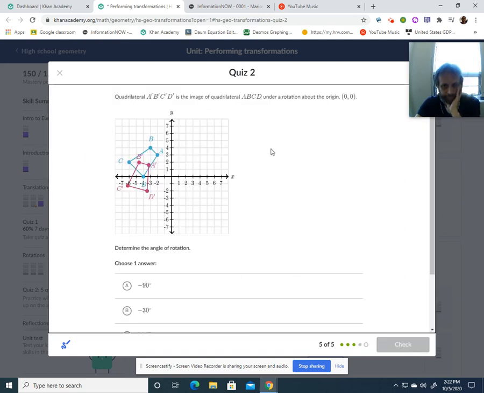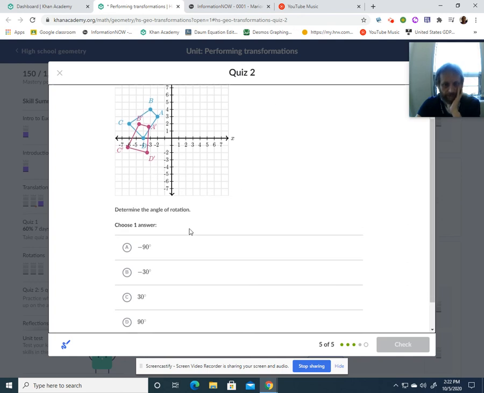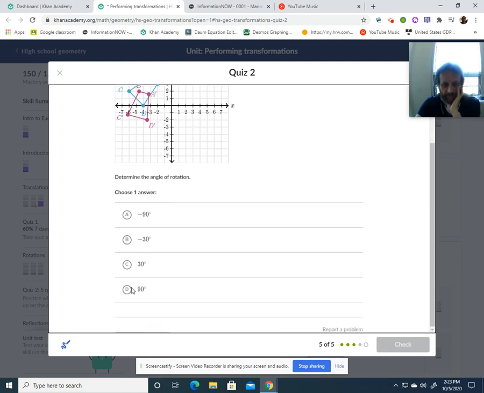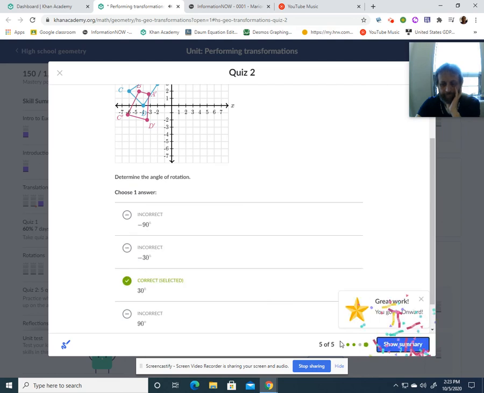Last question. Quadrilateral A'B' is the image of the quadrilateral under the rotation about the origin. How much did we rotate it? Well, again, look at our choices, 30 or 90. 90 is a whole quadrant. Now again, going from this direction is positive. There you go.